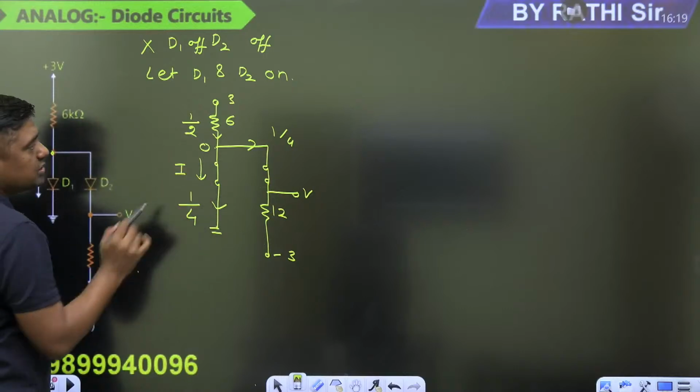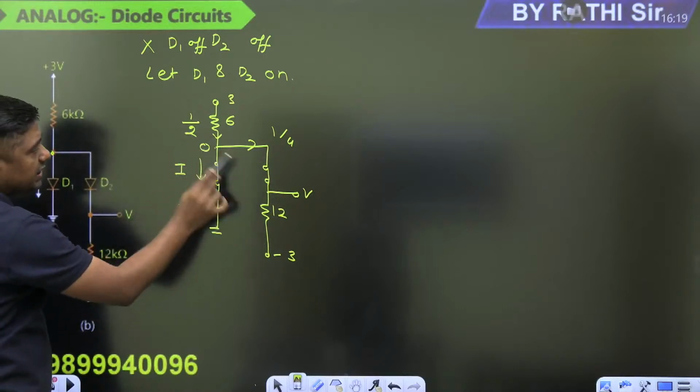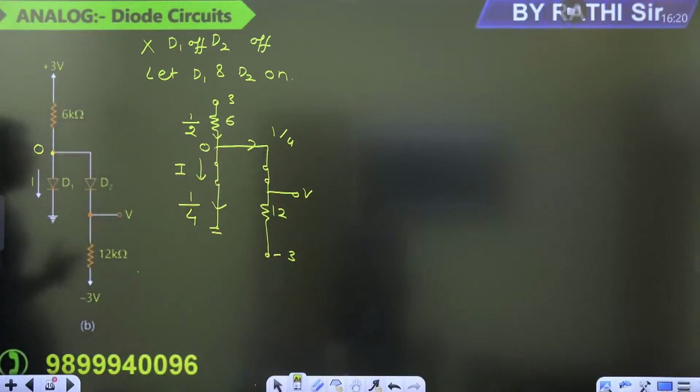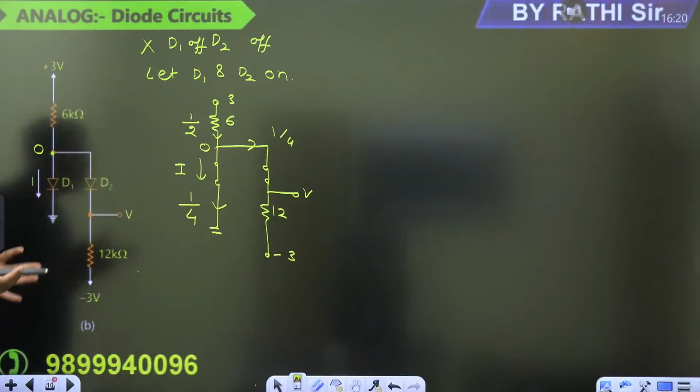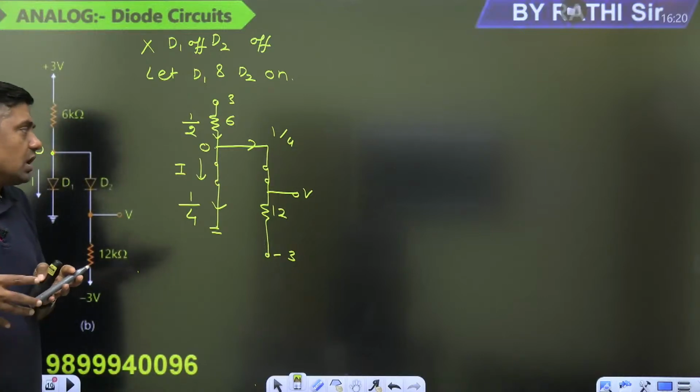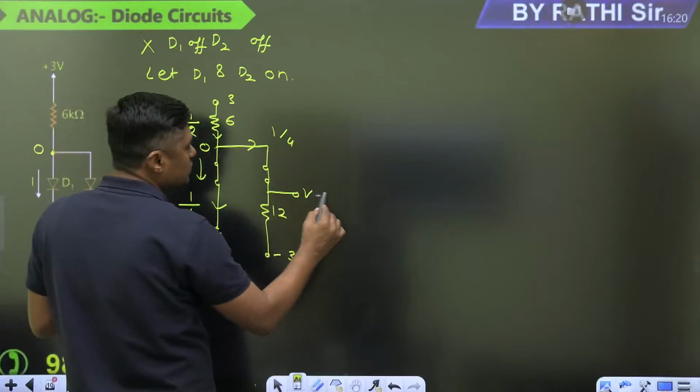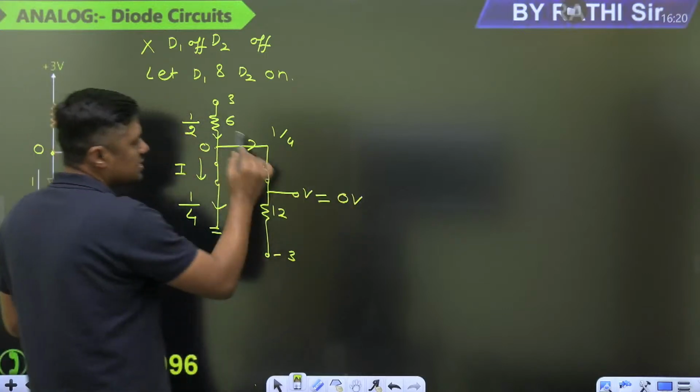And that's why this diode is on. What about this current? 0 minus of minus 3 plus 12. That's why this diode is also on. So both the diodes are on, guys. Right? And that's why, what is the voltage at this point? 0 volt.